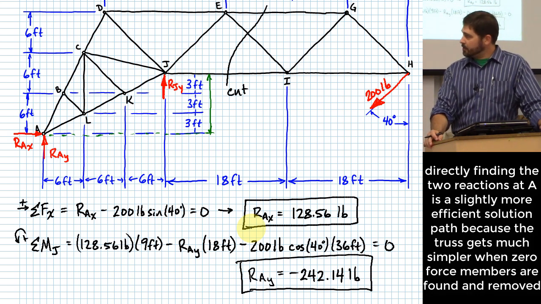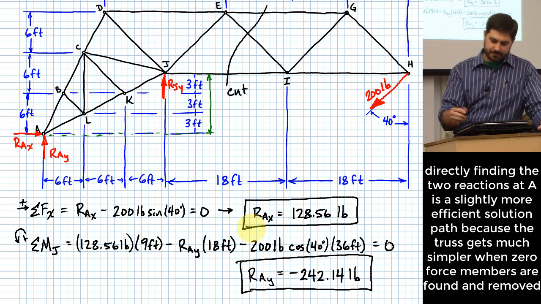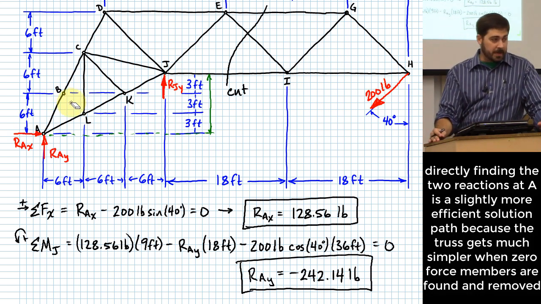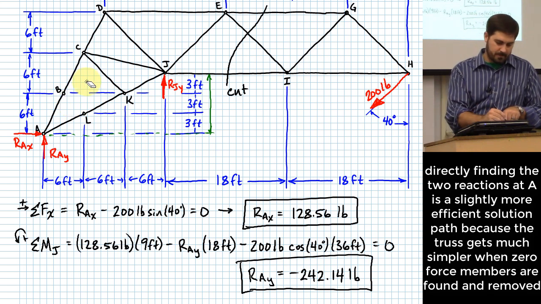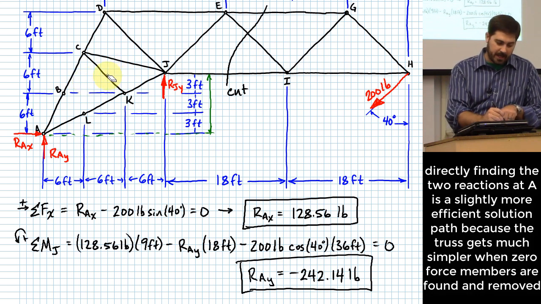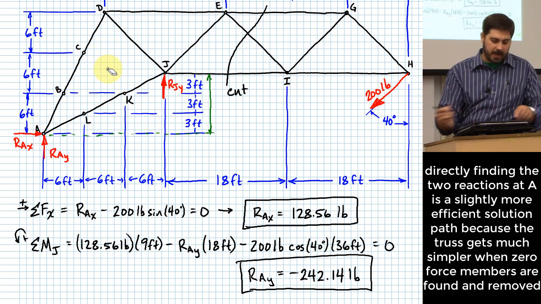Let's go back and remember that there's a thing called zero force members. Are there any zero force members in this truss? Like where? BL? You can do BL based on joint B, right? You erase it, now you look at joint L. Erase that one. Okay, you look at joint K, you can knock out KC. Now you can look at joint C, and you can knock out CJ. All of those were zero force members.